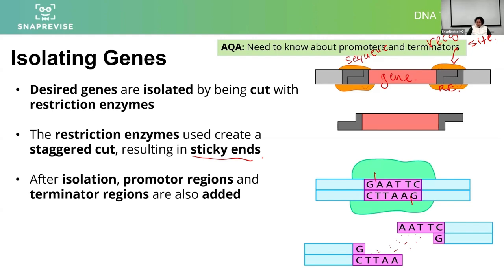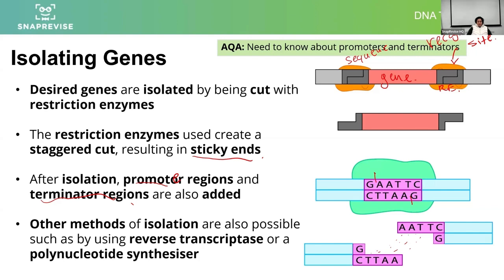We can then add promoter regions or terminator regions. Why do we do that? Because before we insert this gene into the organism that we want to genetically modify, we also want to ensure that this gene is going to be expressed at the appropriate levels. So we may have to add a promoter region.